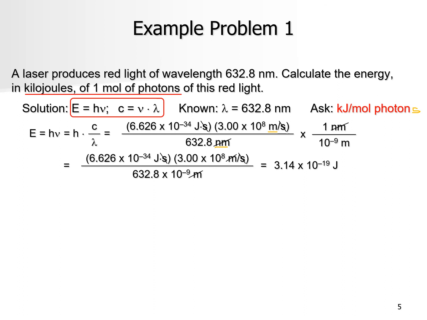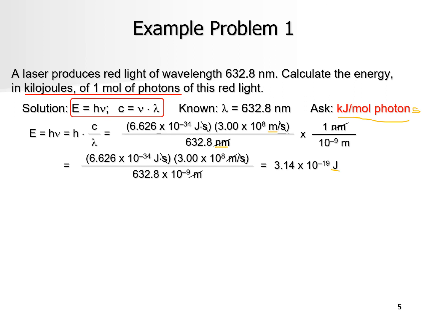Is that it? No, it's not. Why not? Because the question asks for kilojoules per mole of photons, but all we have is joule. It's not enough. We need to do a little bit more. What more should we do?